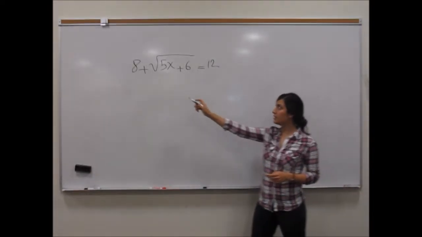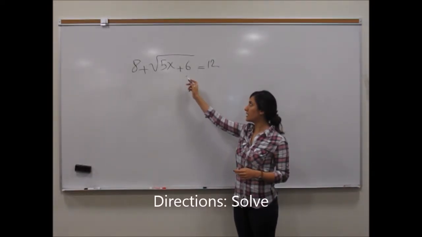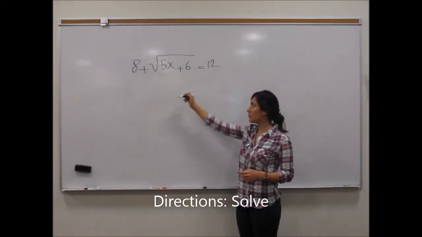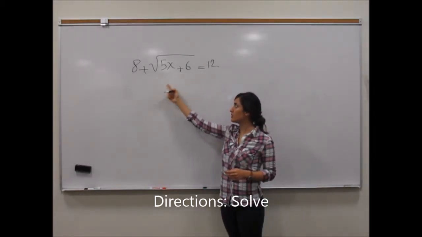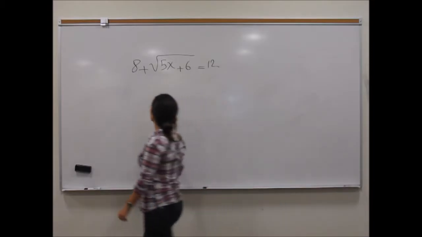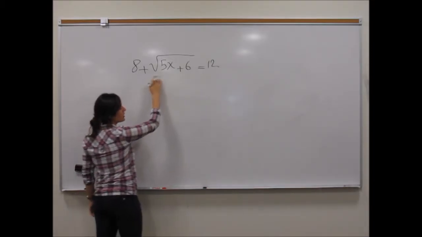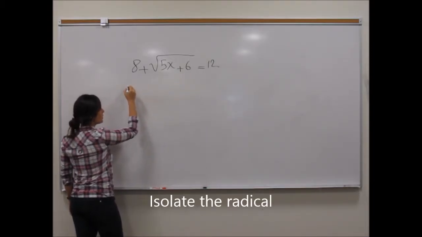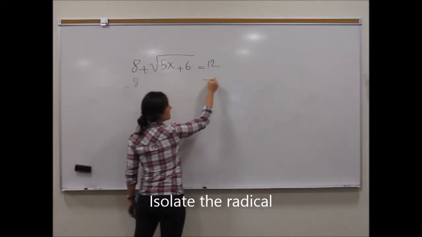Here I have 8 + √(5x + 6) = 12. So I want to find the solution to this equation. I want to find x. So first of all, I would have to isolate the radical. So subtract the 8 from both sides.